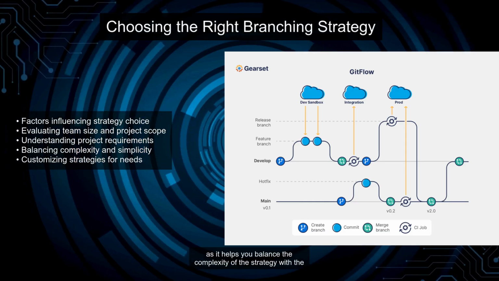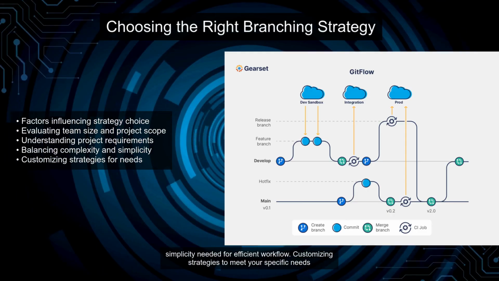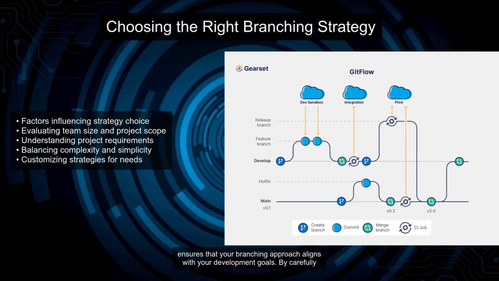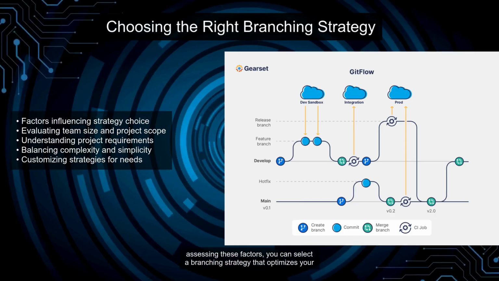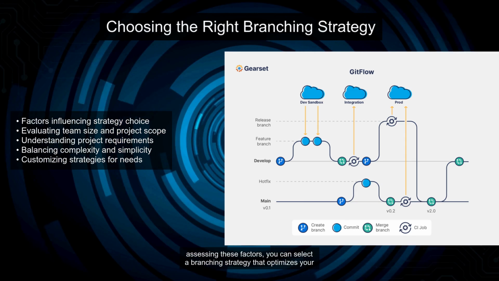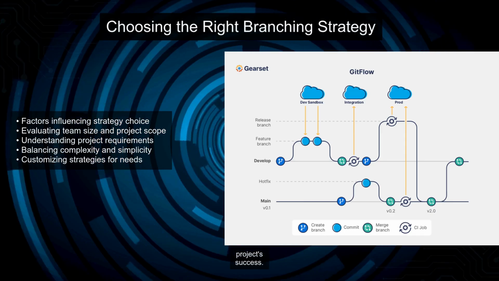Understanding your project's requirements is crucial, as it helps you balance the complexity of the strategy with the simplicity needed for efficient workflow. Customizing strategies to meet your specific needs ensures that your branching approach aligns with your development goals. By carefully assessing these factors, you can select a branching strategy that optimizes your project's success.